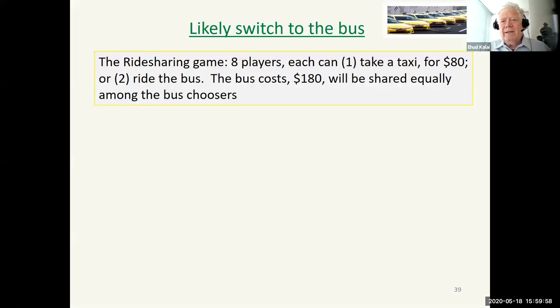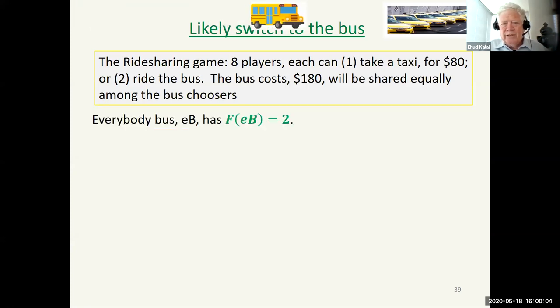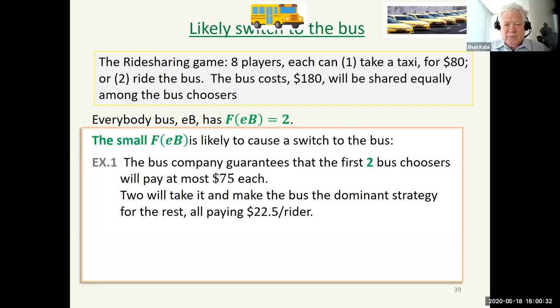But I want to take the bus example to show you again why the formation index is important. So let's look at a switch from everybody on the taxi to everybody on the bus. So we're staying with the same game. Formation index of everybody on the bus is 2. If 2 people were on the bus, now it's a dominant strategy for everybody else to join. That's the meaning of the formation index being 2. If 2 people have signed up to the bus, now it's a dominant strategy for everybody else to join. So this small value of 2 makes it likely to cause a switch to the bus.